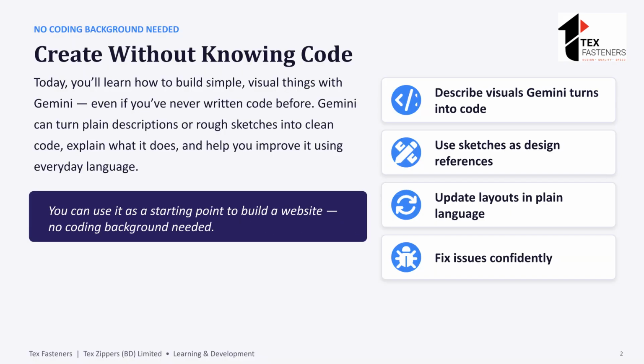Let's get started. You don't need a coding background to start creating simple visual content with Gemini. You can describe what you want in ordinary language, and Gemini can turn that description into clean code. You can also use sketches as design references. Once your page is created, you can ask Gemini to change the layout using plain language. And if something doesn't look right, Gemini can help identify and fix the problem. The idea is simple. You describe what you want, and Gemini handles the technical part.